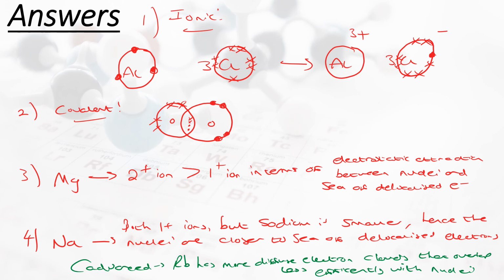If we want to look at it in a more advanced way, of course, we think of electrons not really as being these dots and crosses, but actually as being diffuse electron clouds, these regions of negative charge. The bigger the ion is, the more diffuse these electron clouds are, and therefore they overlap less effectively with the metal nuclei. But another way to say it is to simply say that the sodium is smaller, and therefore the nuclei can get closer to the sea of delocalized electrons. If ions can get closer to each other, that's stronger electrostatic attraction.